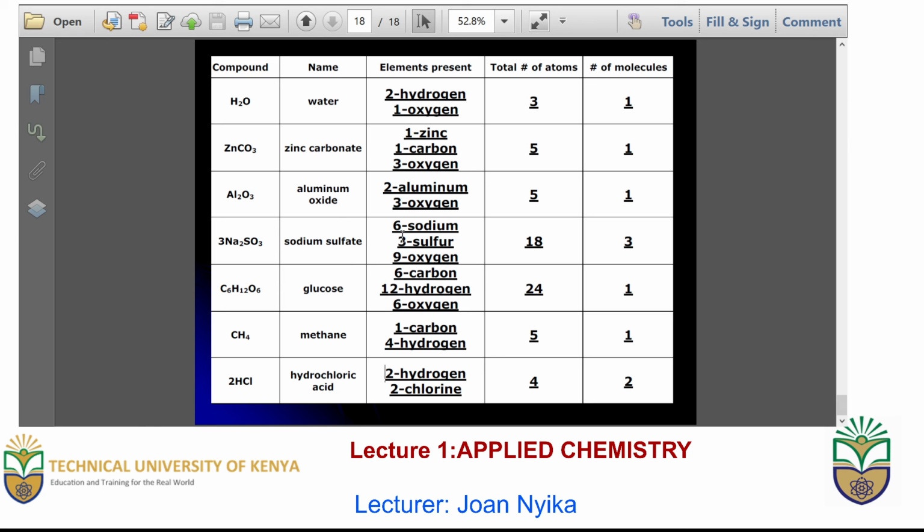Please, in the notes that I have attached in the module, I have attached a whole bunch of questions on last week's topic on nomenclature and this week's topic on chemical formulas. Please practice on them so that you can understand even further.